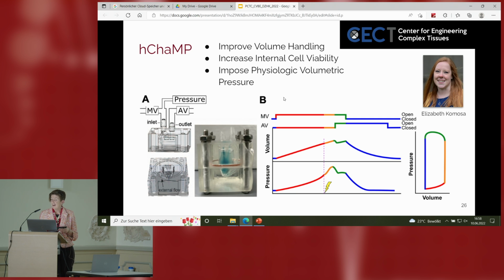What we're doing right now is collaborating with the Center for Engineering Complex Tissues at the University of Maryland to develop a bioreactor. And we have inlet and outlet lines to which we're adding valves that act as a kind of quasi-mitral and aortic valve. And the idea is to actuate them to mimic a native cardiac cycle, and then add electrical stimulation to also have it beat at the proper time.